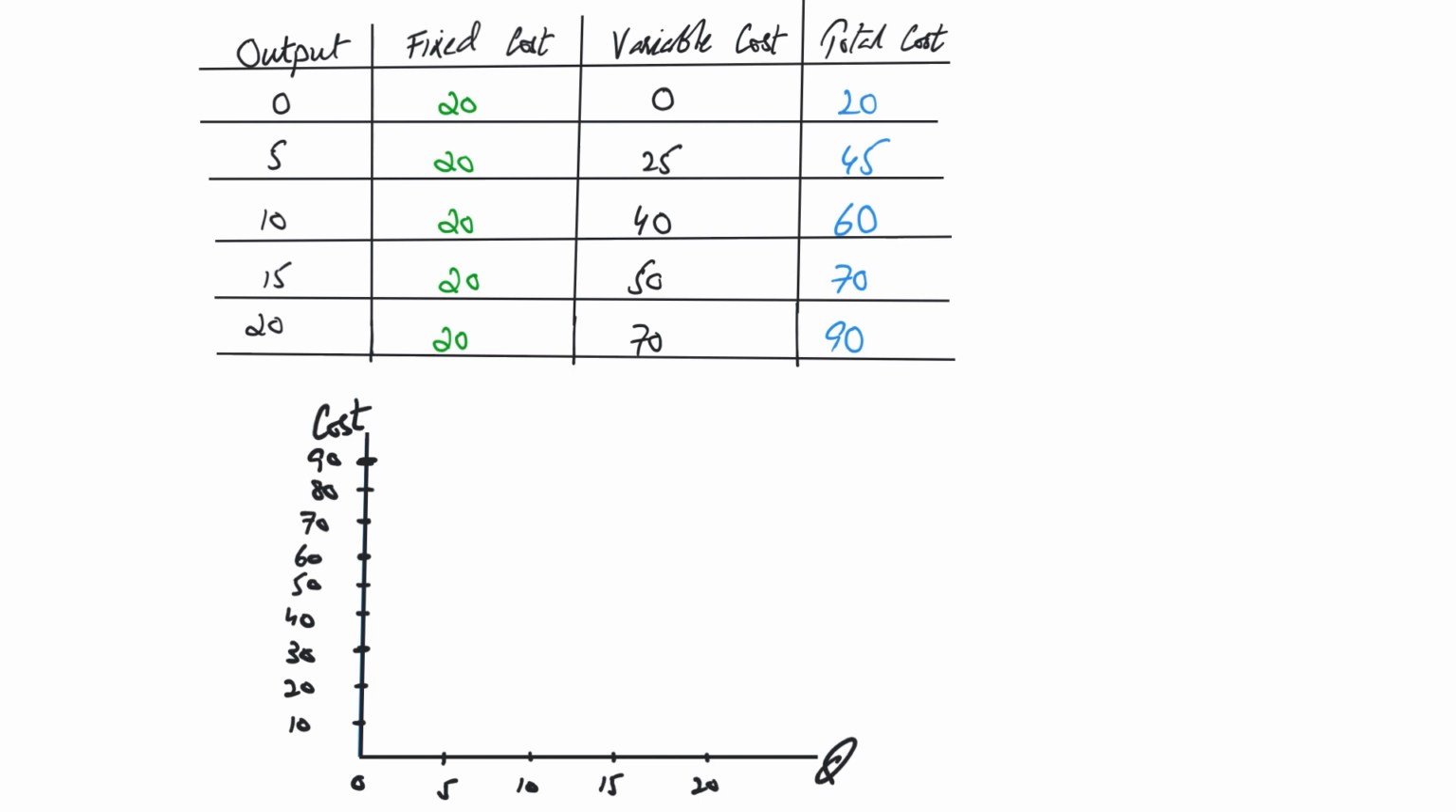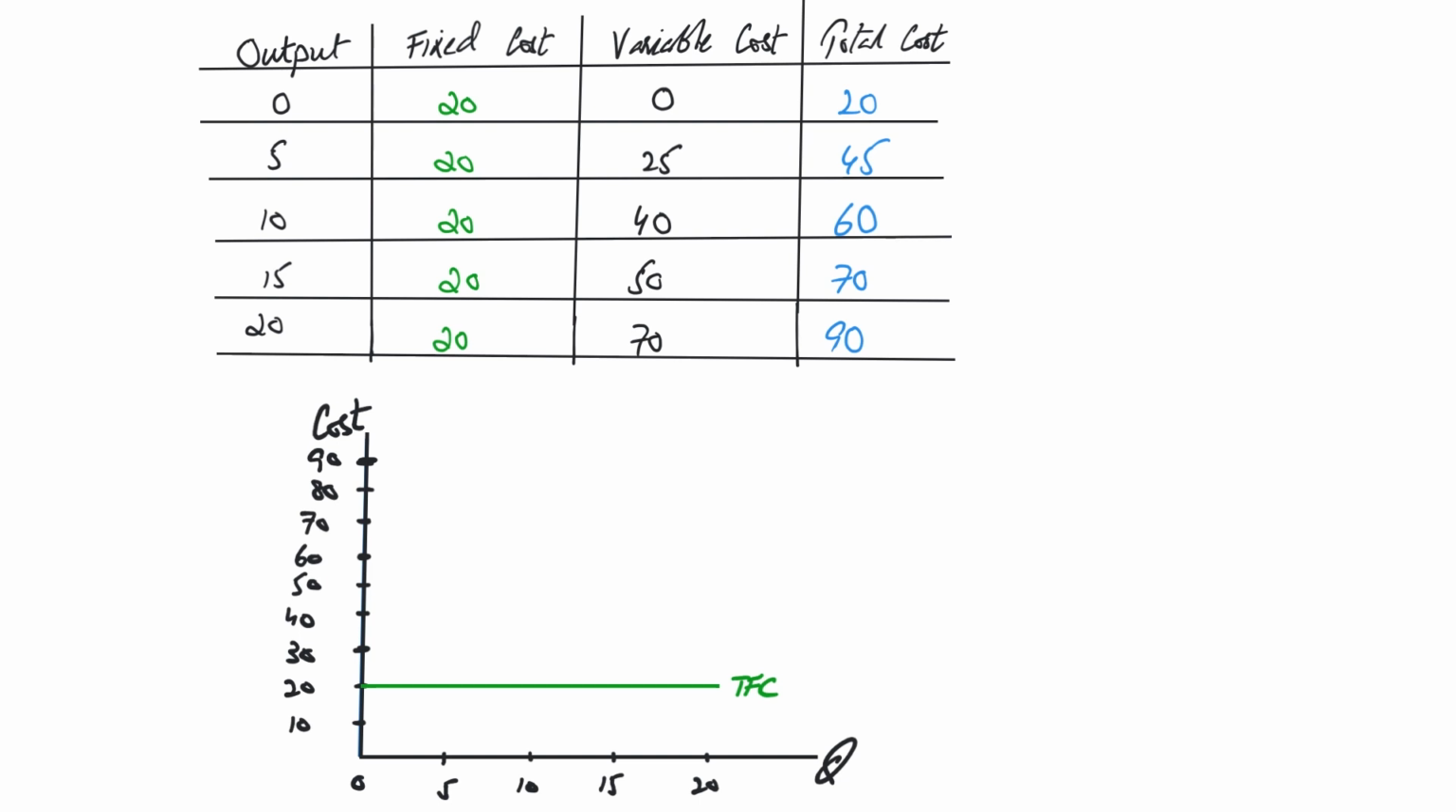My fixed cost, I'll make it with green color, and I can see at every level of output the fixed cost does not change. So when I plot it, this is how the fixed cost looks. This is my total fixed cost. It is a straight line.